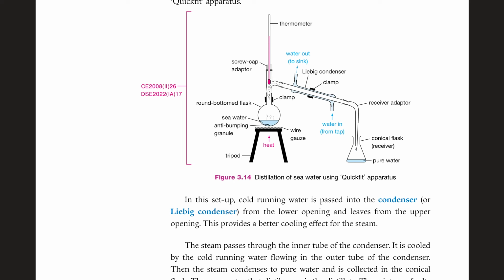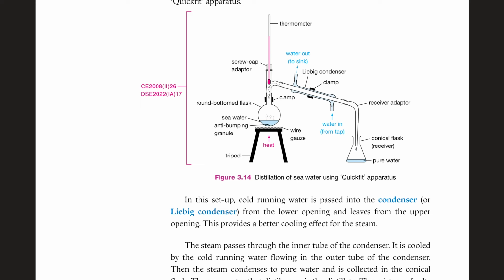For example, if we carry out distillation of a mixture of different liquids, for example, beer, beer contains ethanol and water, and ethanol, alcohol, boils at around 70 degrees Celsius. So if the reading of the thermometer is 70 degrees Celsius, then we are collecting alcohol. And when the reading becomes 100, then we are collecting water. So from the reading of the thermometer, we know what substances are collected in the conical flask.